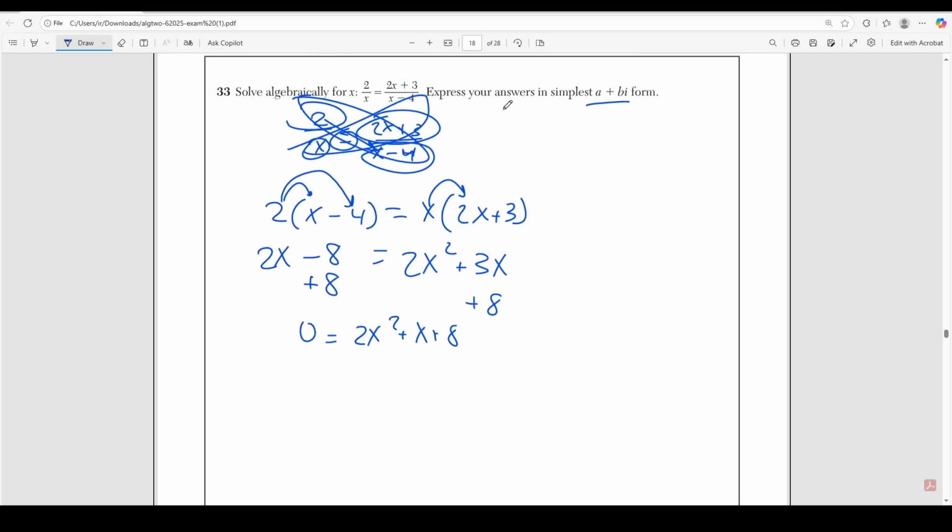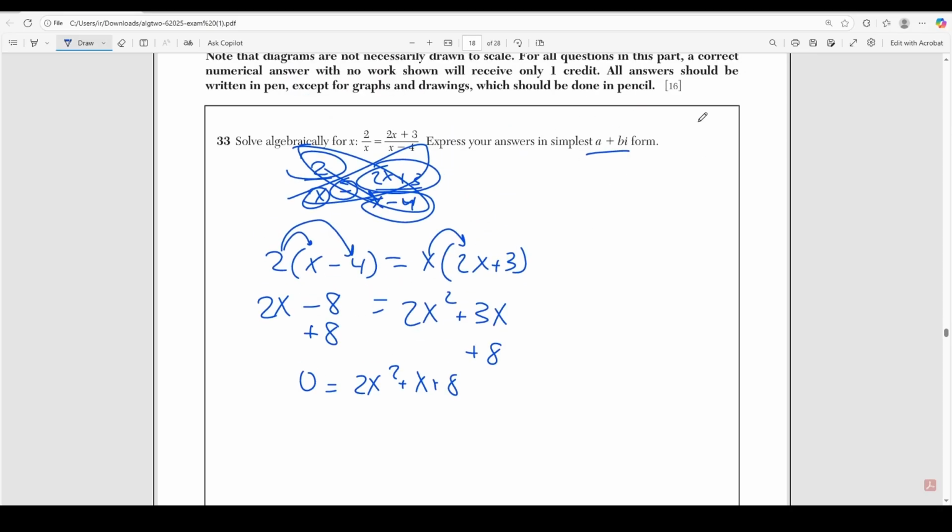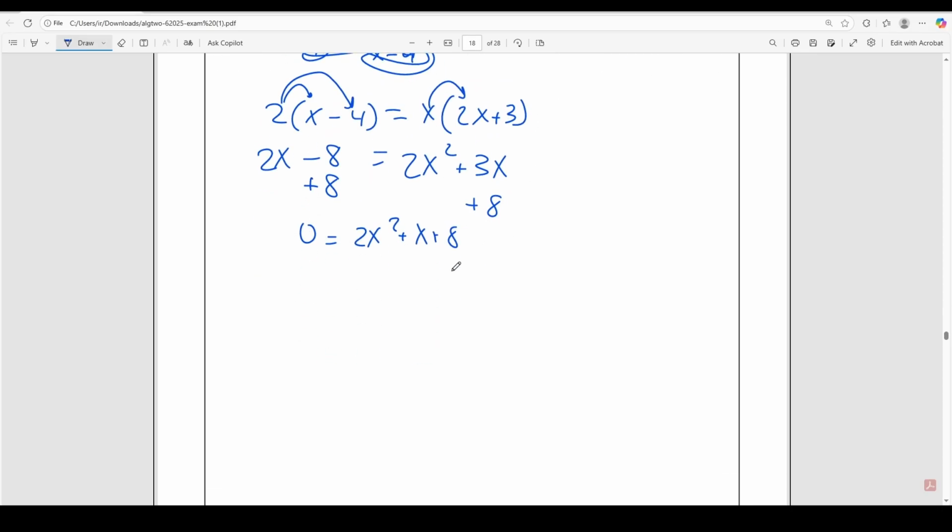Now, remember, they want our answers to be in a plus bi form. Whenever you see something in a plus bi form, that means you can't factor it out normally. There's no numbers that multiply into positive 8 that add into positive 1. So whenever you see a plus bi form, just know you're going to use the quadratic formula, which is negative b plus or minus the square root of b squared minus 4ac over 2a.